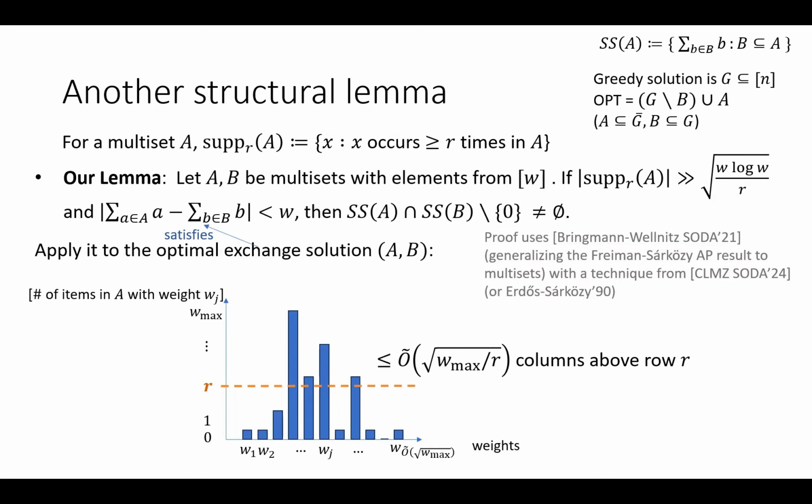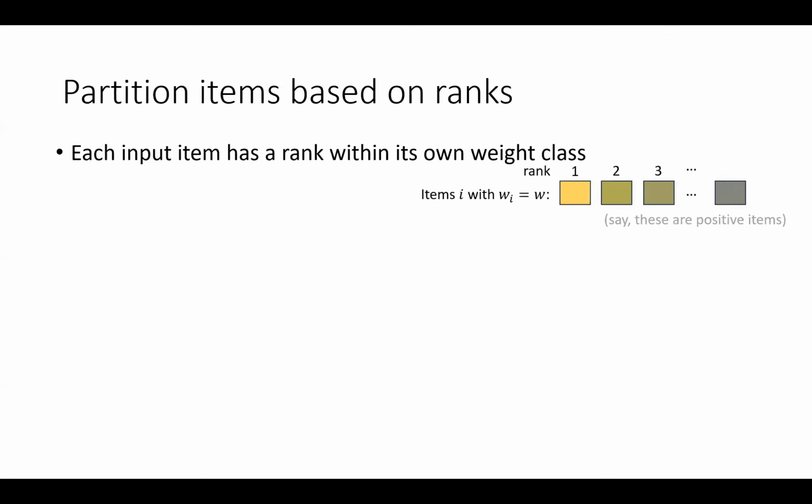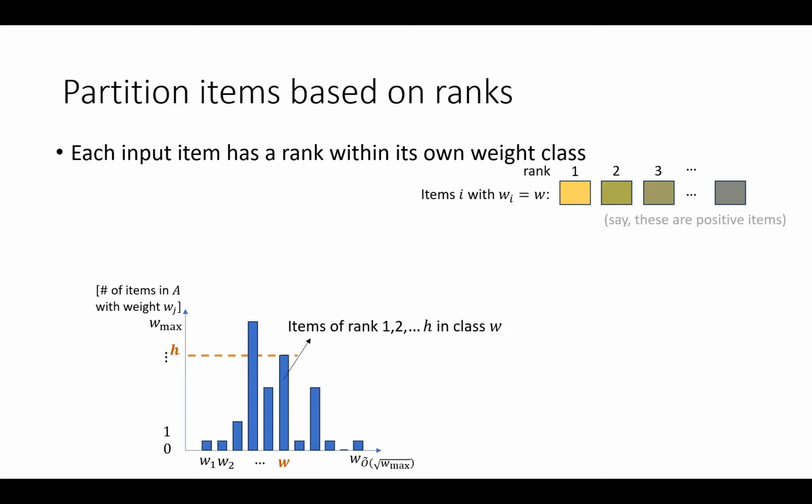Next, let's exploit this property in our algorithm. First, we need to partition the input items based on the ranks. So in each weight class, let's sort the items in descending order of the profits. For example, a rank 1 item means it is the most profitable among all the items of the same weight. And in this histogram, if the column corresponding to weight W has height H, then it means items of rank 1 through H in the weight class W are included in A.